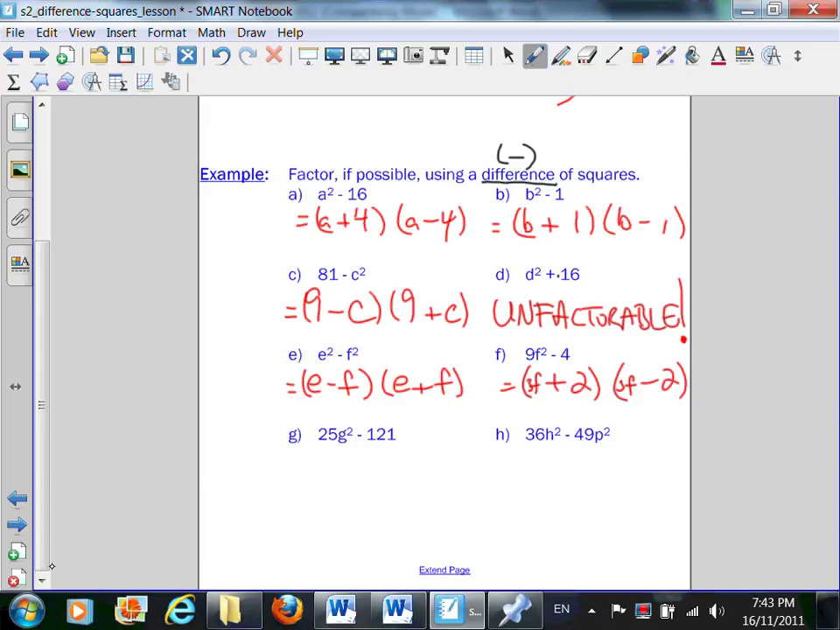Two more to go on this page. 25g squared minus 121. Square root of 25g squared? Well, it's 5g. Square root of 121 is 11. So 5g plus 11, 5g minus 11.